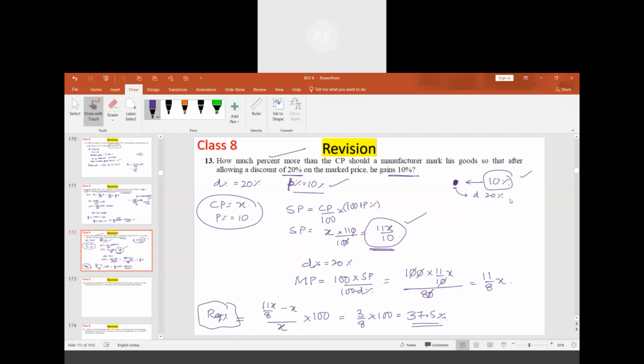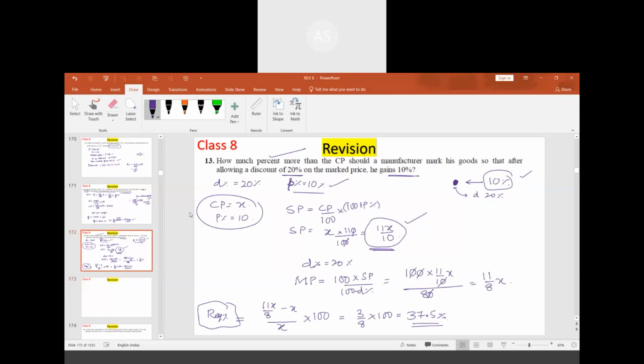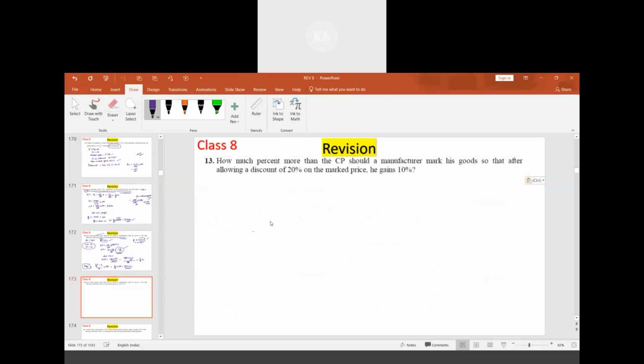Suppose we take 100 as CP, a gain on CP now, so 110 will be the selling price. Let us rethink this question; it becomes simple by taking 100 into consideration. Suppose I consider the CP to be 100, so we can also take the marked price as 100.